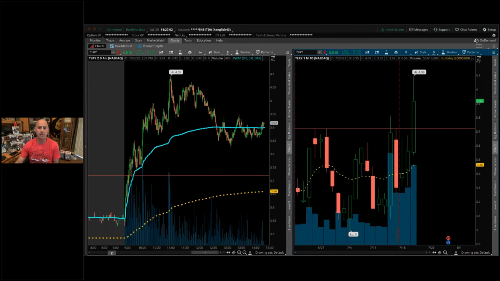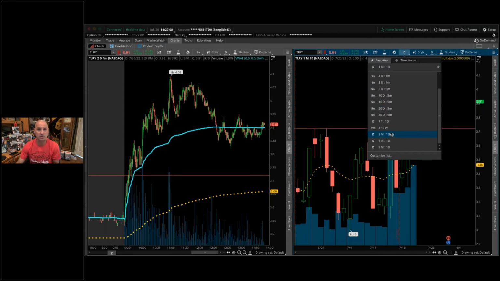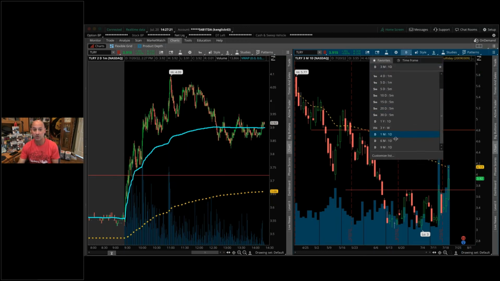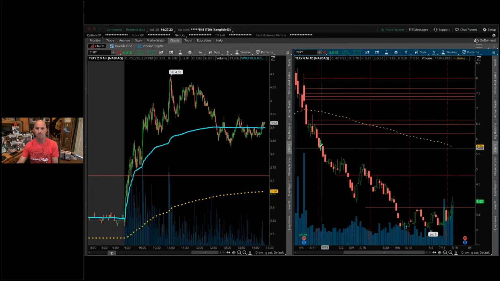So let me show you on a monthly basis. It just got over what we call the 1 month VWAP. So when something gets over the 1 month VWAP, we program our charts to give us 3 months of data. But look what we're about to breach. So we can get over 4.13, right? Look at where we can go. VWAP's telling us this stock could possibly get squeezed to 5.75.